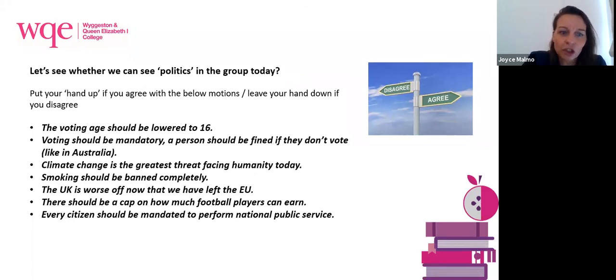Okay, next one, there should be a cap on how much football players can earn. They earn way too much. We've got the European Championship going on at the moment, and I think if we consolidated what everyone is making in terms of income, it would be enough to feed a whole country, if not several countries. Perhaps I'm exaggerating a little bit here, but that's quite a lot of you. Yeah, 39. And the last one, every citizen should be mandated to perform national public service.